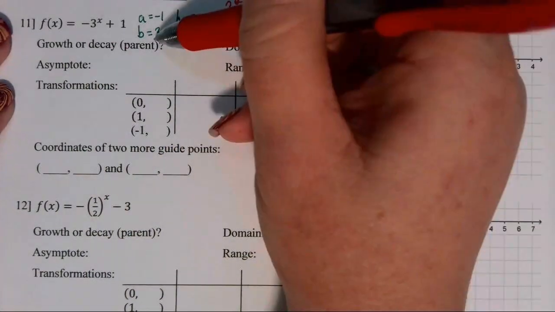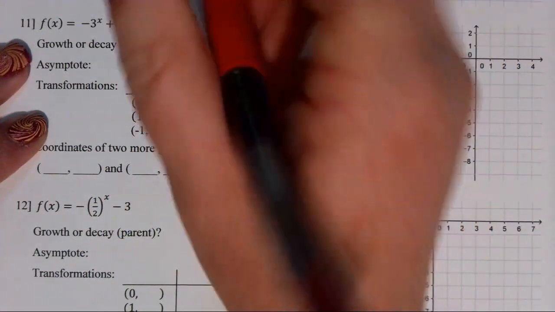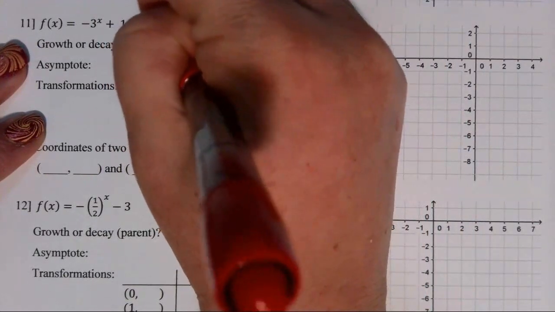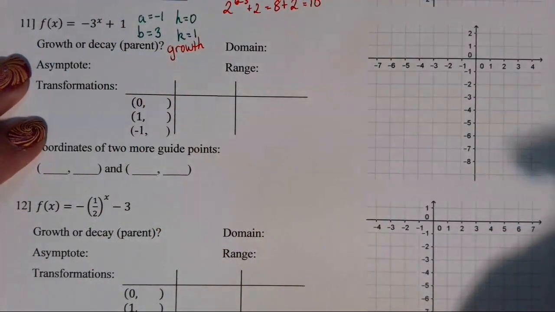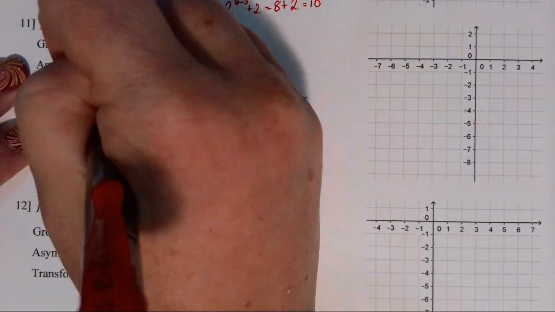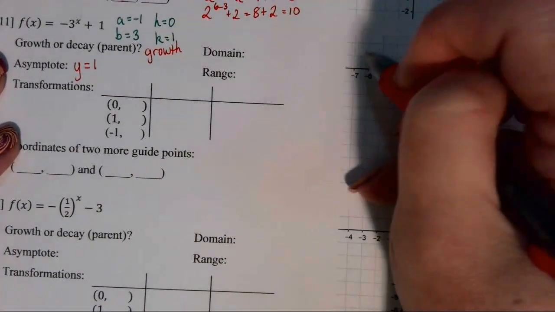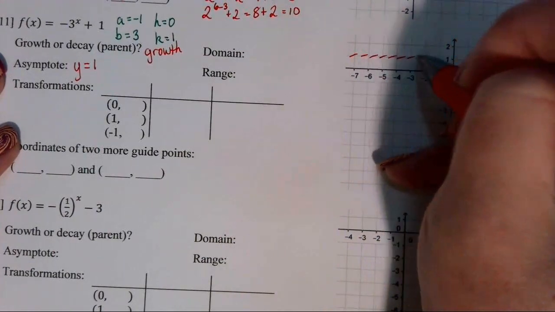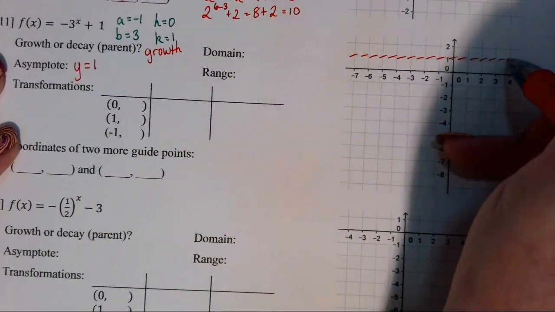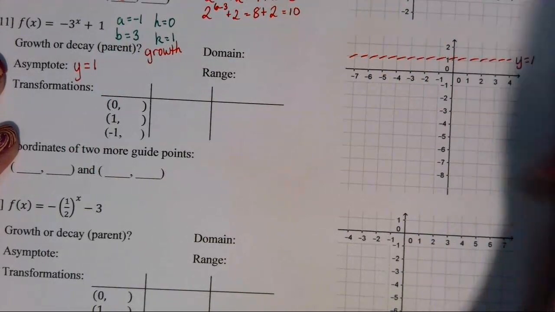So the b is greater than 1. That makes this an exponential growth function. The asymptote is y equals k, and our k is 1. So we can dash that horizontal asymptote on the graph at y equals 1.